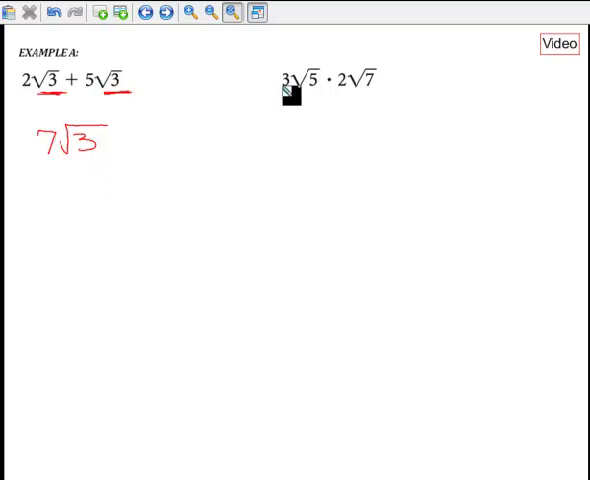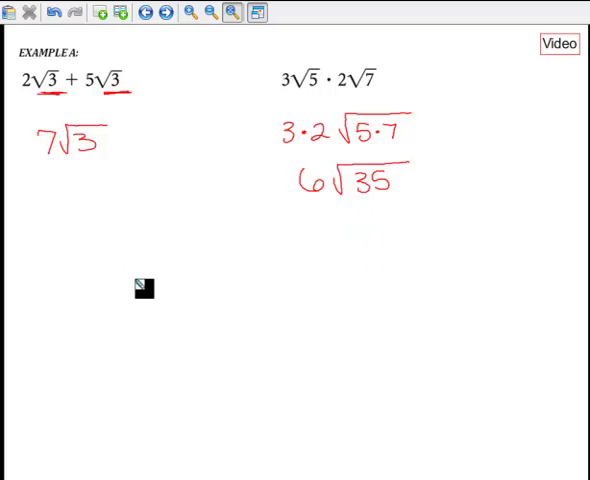All right, here we have 3 square roots of 5 times 2 square roots of 7. So when we're multiplying, we can rewrite that as 3 times 2 times the square root of 5 times 7. We can manipulate underneath the square root here. 3 times 2 is 6, 5 times 7 is 35, and we now have 6 times the square root of 35. All right, and for some radicals, we can then reduce down within the radical.